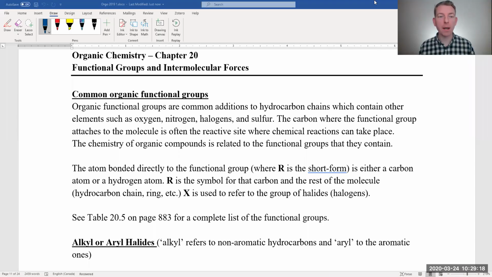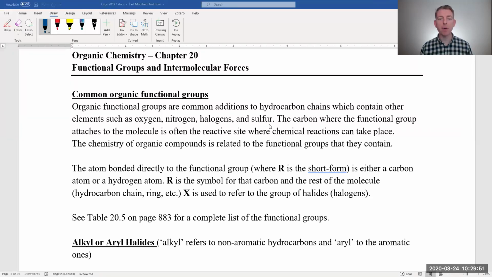Hi, everyone. Welcome back. So in this lesson, we're going to be talking about functional groups, intermolecular forces, but really just introducing the initial set of functional groups that might be attached to a hydrocarbon. When we talk about functional groups, what we're really meaning is any other set of atoms apart from carbon and hydrogen that might be attached to a carbon and hydrogen chain. So oxygen, nitrogen, halogens, sulfur.